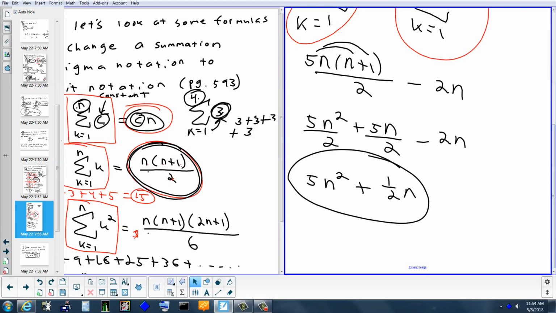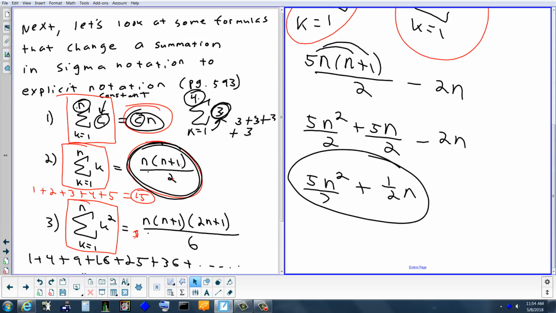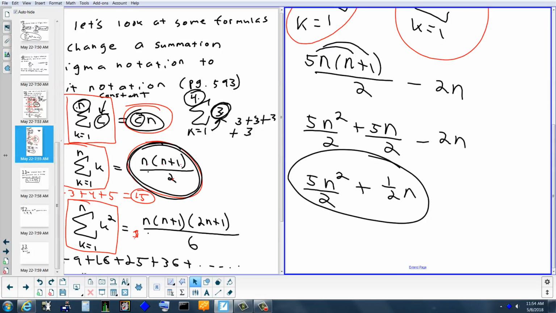You have to divide 5n squared by 2 as well. You have to divide that by 2. 5 squared. Oh, yes, thank you. Yes, don't forget that. It's still over 2. We didn't change that. Yep. Okay. Any questions?